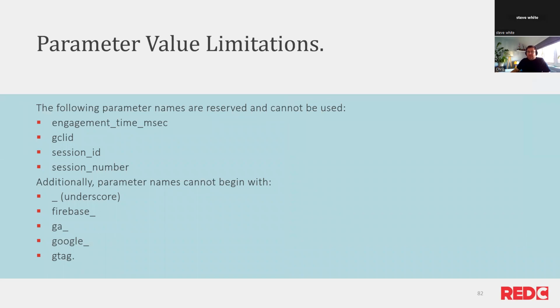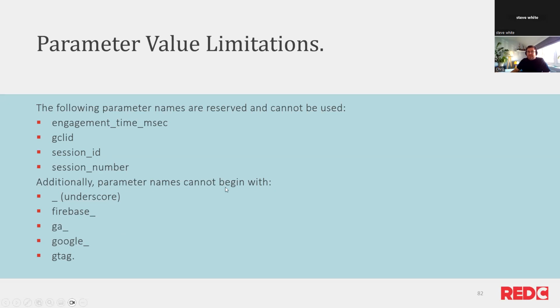A couple of things to note with your parameter values. The following parameter names cannot be used. Again, they should be pretty obvious. The engagement time is going to measure how long someone was engaged on the site. So that's when it's active in your tab or window. Gclid is always reserved because that will identify paid search traffic for you. And session ID and session number, for these reasons, it's tracking sessions.